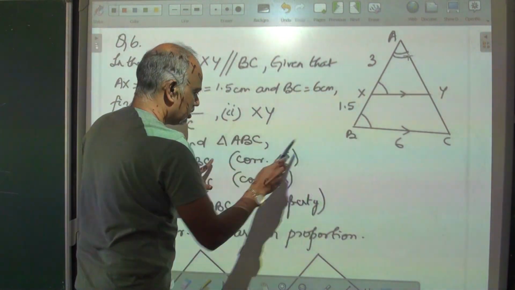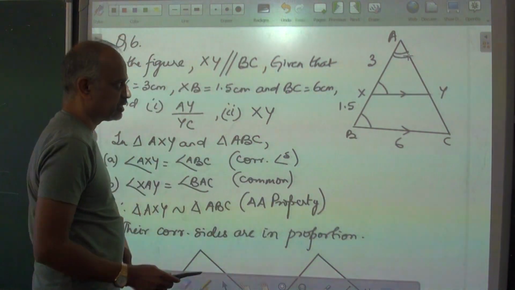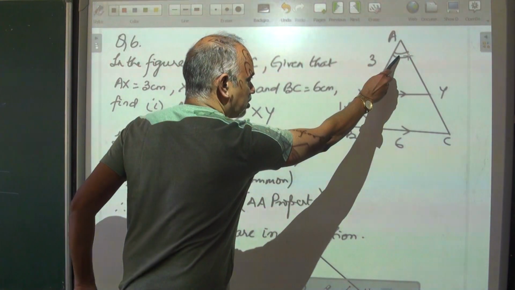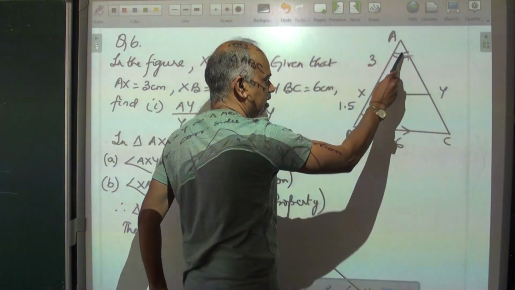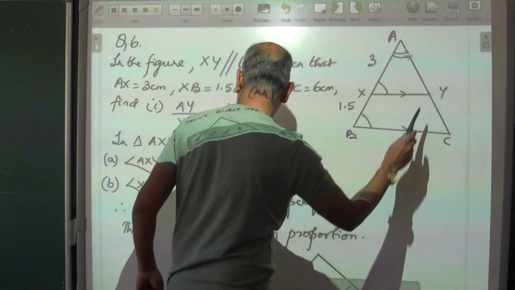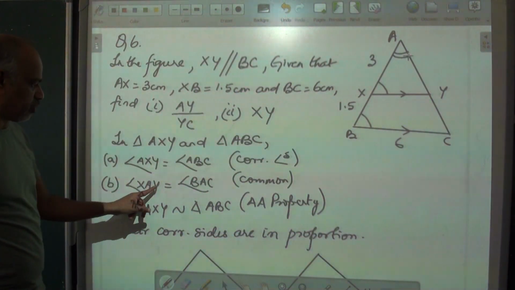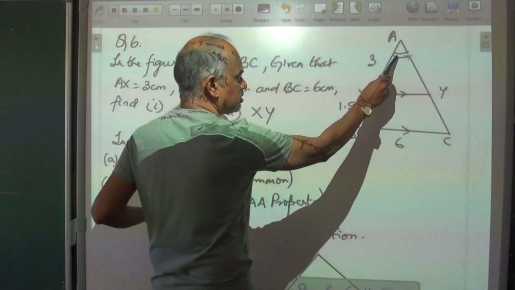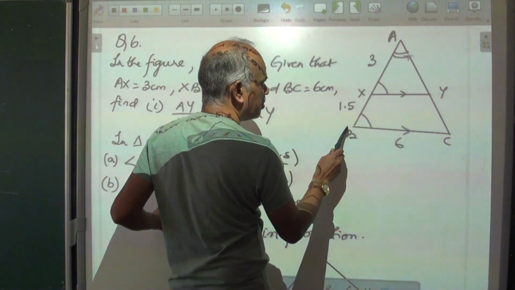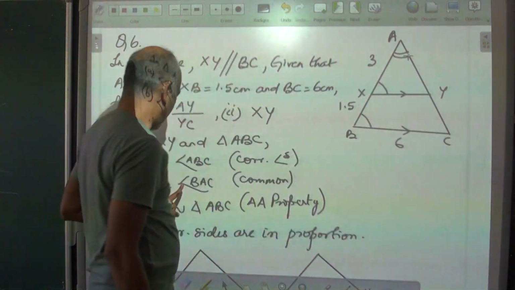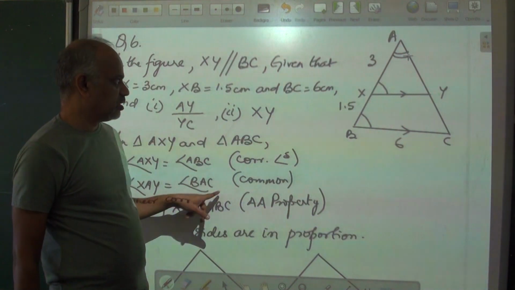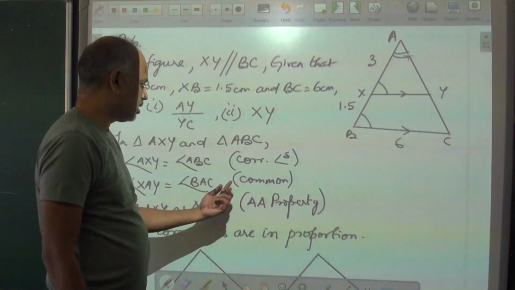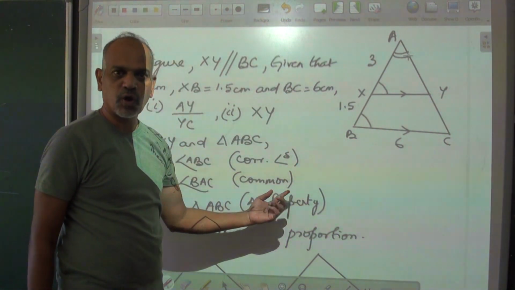Why are these two equal? Corresponding angles. The second one: for the smaller triangle this is angle XAY, which is equal to angle BAC for the bigger one. Why is it equal? Because both of them are common angles.